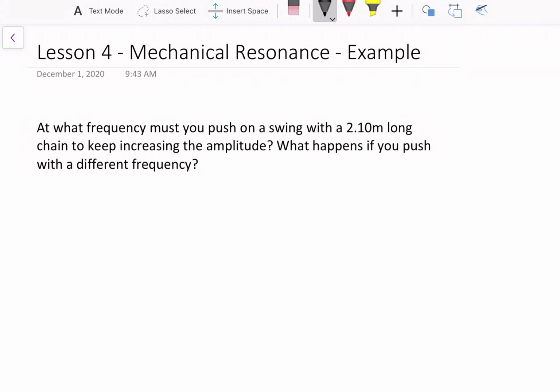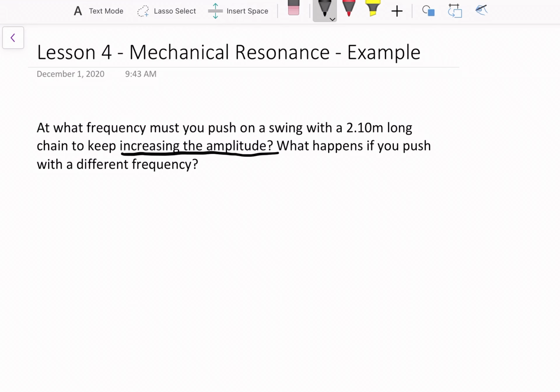Okay, in this example, we're going to look at how mechanical resonance and our understanding of that can help us decide at what frequency we need to push on a swing. So in this question, that's what it's asking: at what frequency must you push on a swing with a 2.10 meter long chain to keep increasing the amplitude of the person who is on the swing? And what happens if you push with a different frequency?